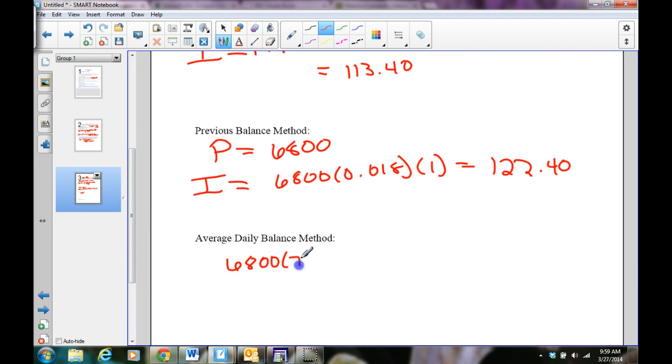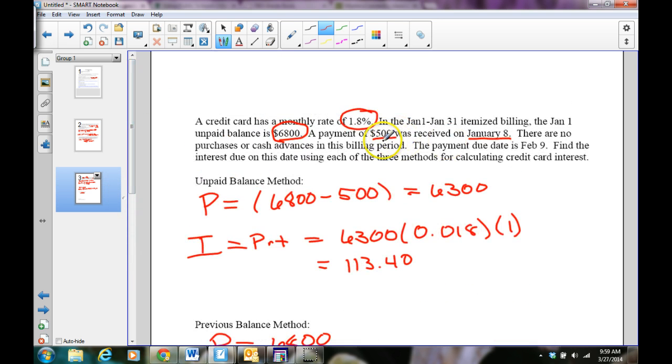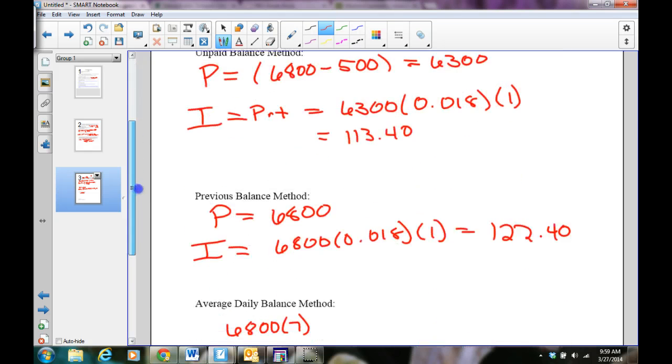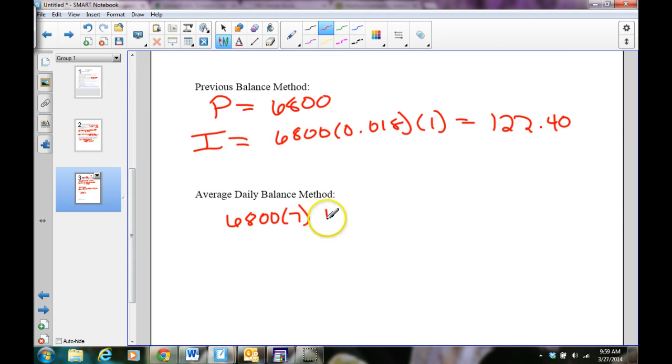$6,800 times 7. Okay? And then we made a $500 payment on January 8th. So how many days left of the month did I have if it's a 31-day month? 24 days left. Okay? So I had 6,300 left for 24 days of the month. So I'm going to add all that up and divide that by 31 days. We're looking at the average daily balance.